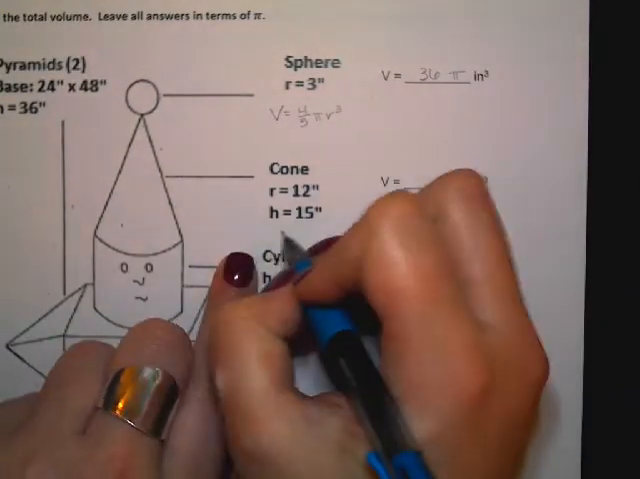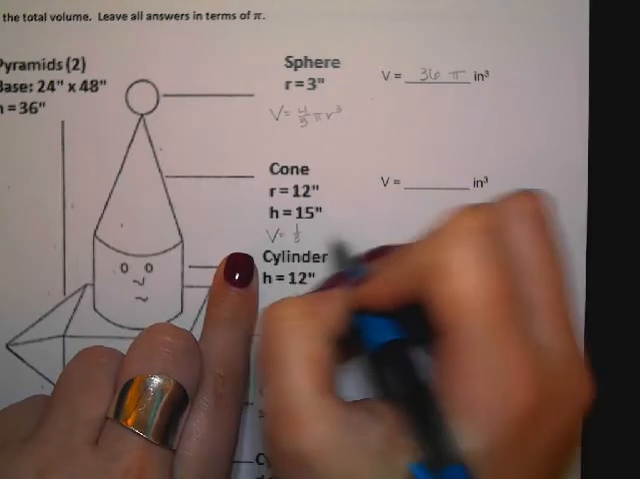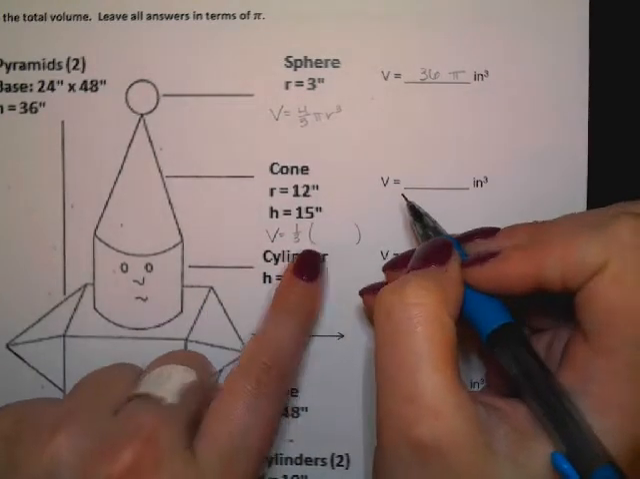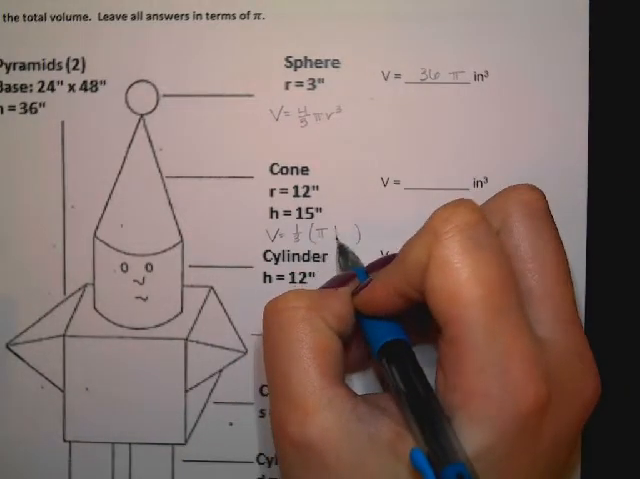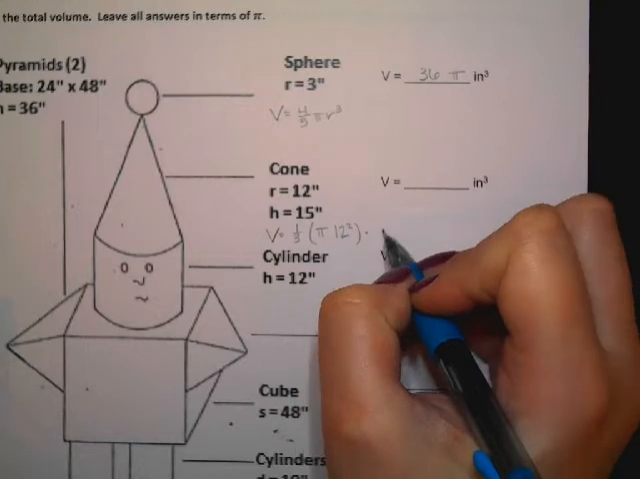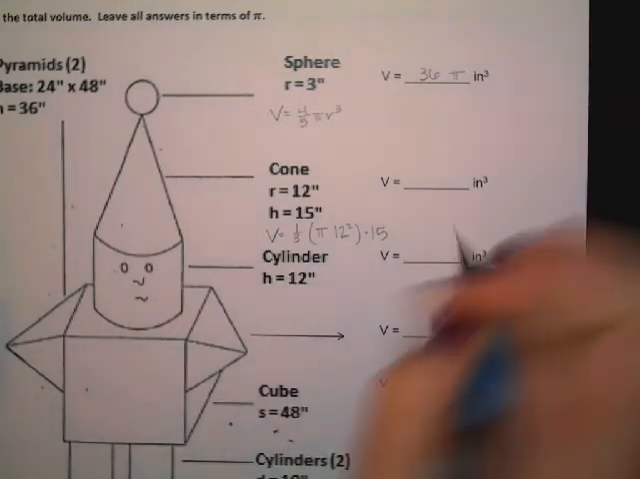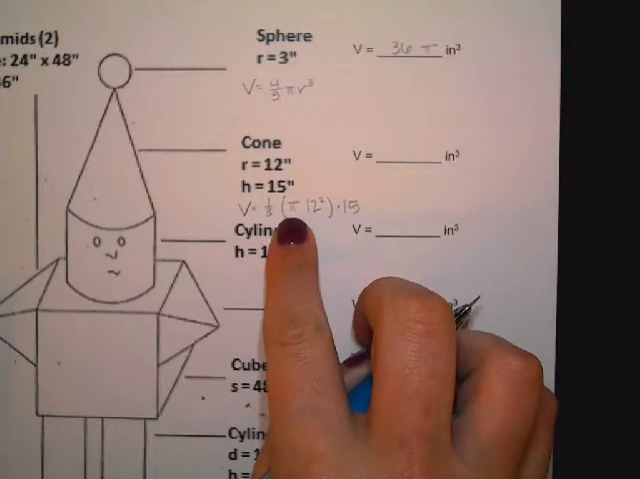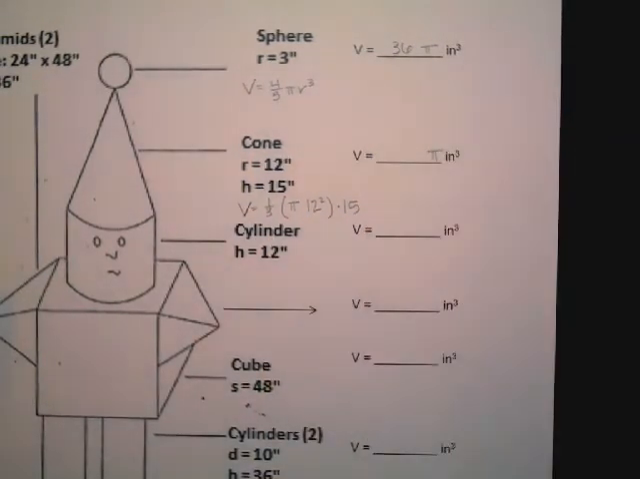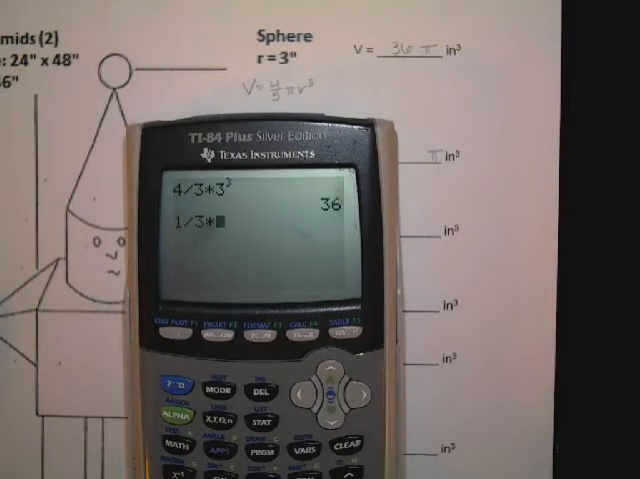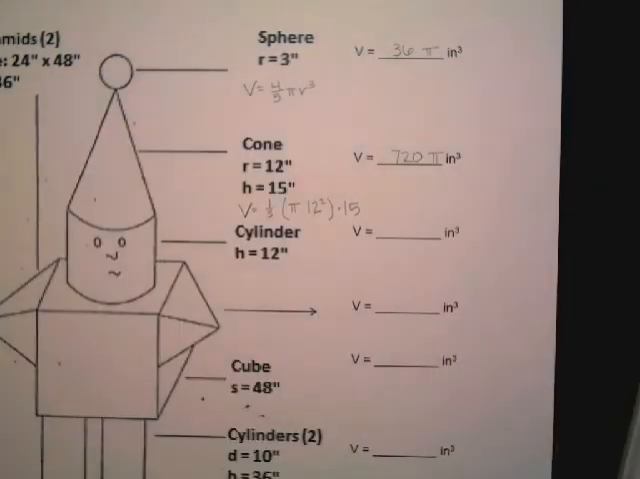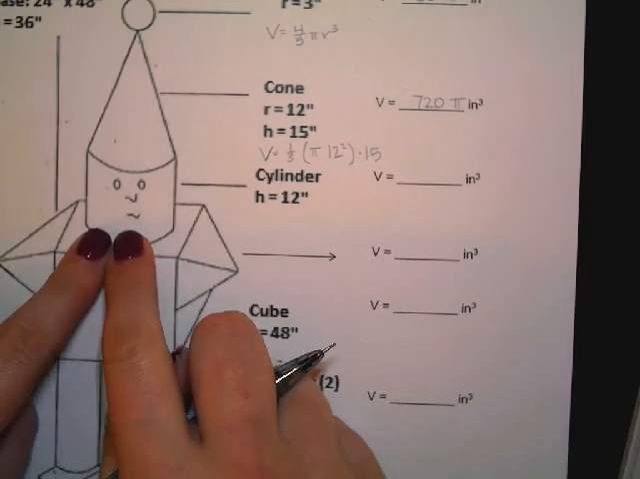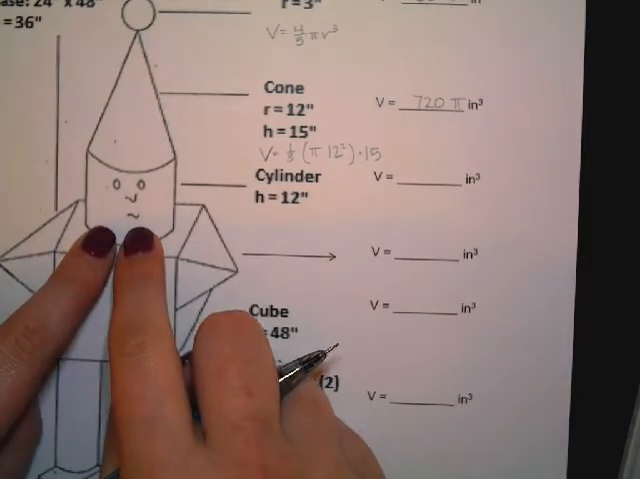For the cone, the volume is going to be 1/3 times the area of the base, and the area of the base of a cone is a circle, so that would be pi r squared, and then that is multiplied by the height, which is 15. Again, I'm not going to be plugging in the pi to my calculator. I'm going to leave the pi right there. So I'm going to have 1/3 times 12 squared times 15. So 720 pi.